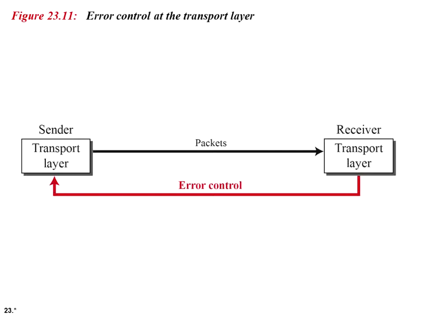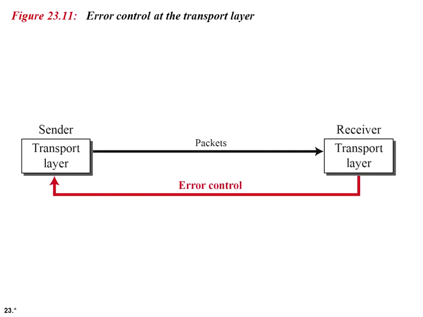Now in the internet, since the network layer is unreliable, we need to make the transport layer reliable. So if the application requires reliability, it can be achieved by adding error control services to the transport layer. Now this is error control at the transport layer, where we have a transport layer at the sender side and the transport layer at the receiver side.